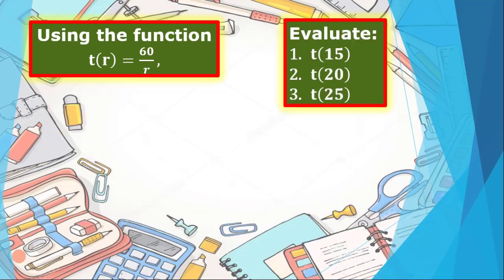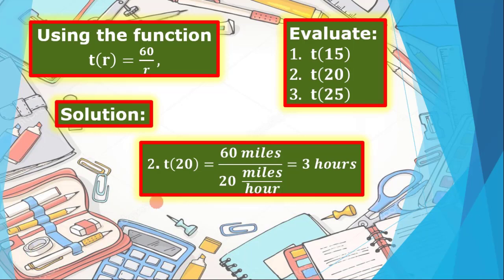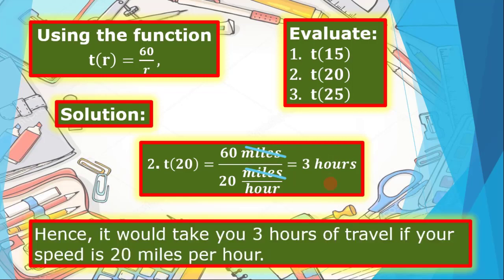For number 2, we have 20 miles per hour as the rate. So t of 20 equals 60 miles over 20 miles per hour. 60 divided by 20 is 3. Then we have hours as the unit. Hence, it would take you 3 hours of travel if your speed is 20 miles per hour.